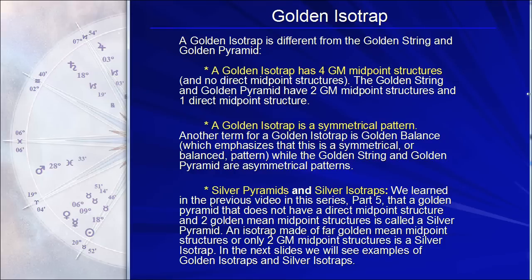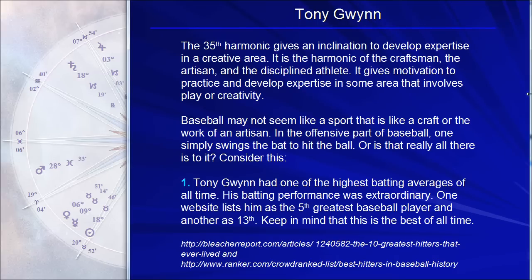So those are the total of 5 kinds of patterns, the 3 most powerful: golden isotraps, golden strings, and golden pyramids. And then there are 2 weaker versions of the pyramids and the isotraps, which we call the silver variety, silver pyramids and silver isotraps. So that's what they are. Now, what I want to do is talk a little bit about how this works in Tony Gwynn's chart.